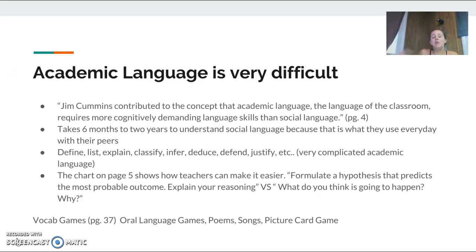And some things that I saw that reflected these guidelines from the other book were vocabulary games on page 37. There are so many vocab games you can do with your students that can help enhance their English language. There are oral language games, poems, songs, picture card games. You can reenact things. You can do as much as you can. And those are just some things that can help enhance the academic language, so vocab games in general.